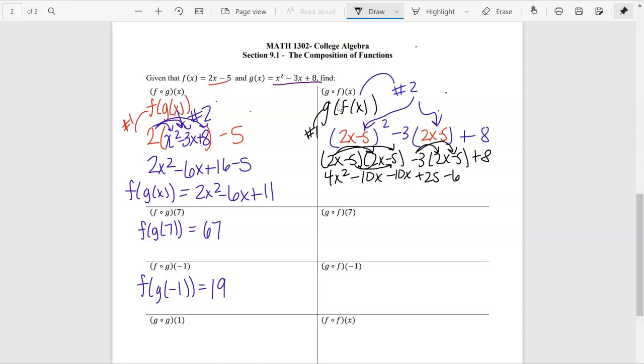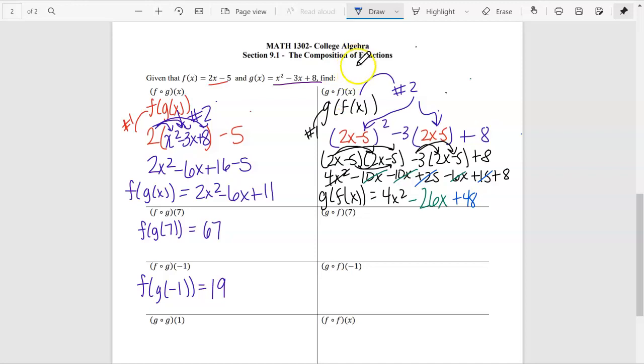-3 times 2x is -6x. -3 times -5 is positive 15. And then we've got our plus 8 at the end. So g of f of x is equal to 4x squared. Take care of that one. I have got some regular x to the first power, so -10 and -10 and -6. That would be -26x. And then our numbers, 25, 15, that's 40 plus 8, 48.